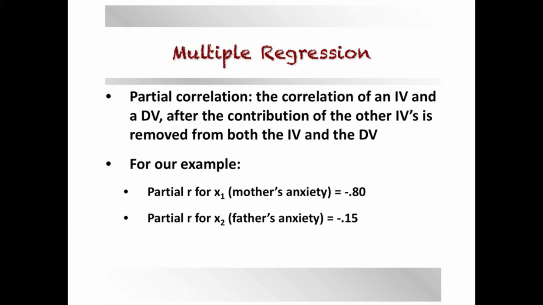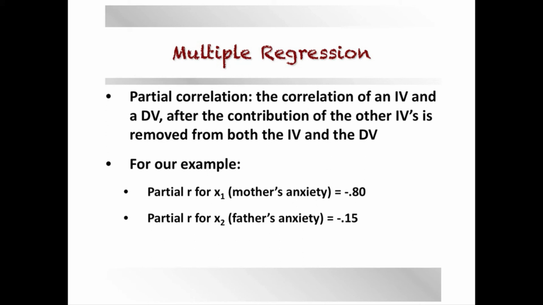So for example, partial correlation is the correlation of an IV and a DV, just starting with a straight up correlation, after the contribution of the other IVs is removed from everything else, both IV and DV. So with X1 here, mother's anxiety, you're taking the correlation of mother's anxiety and birth weight after father's anxiety has been removed.